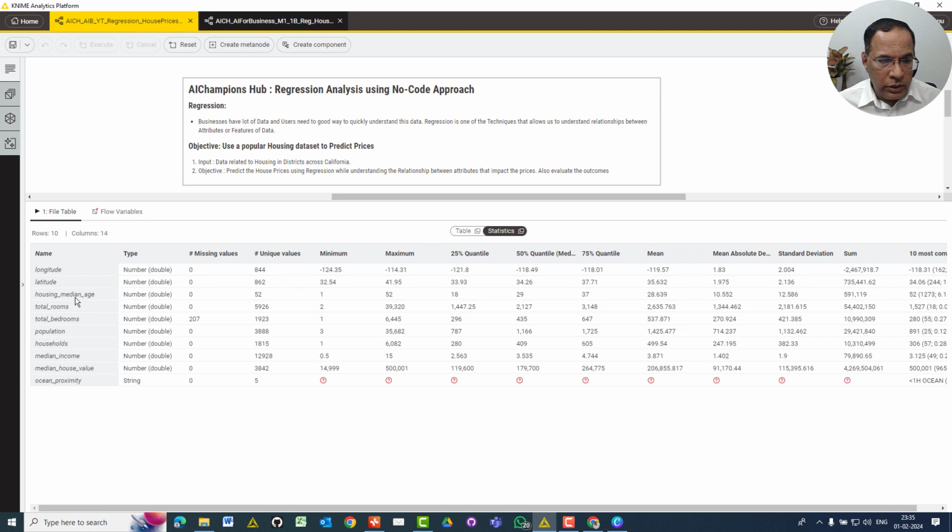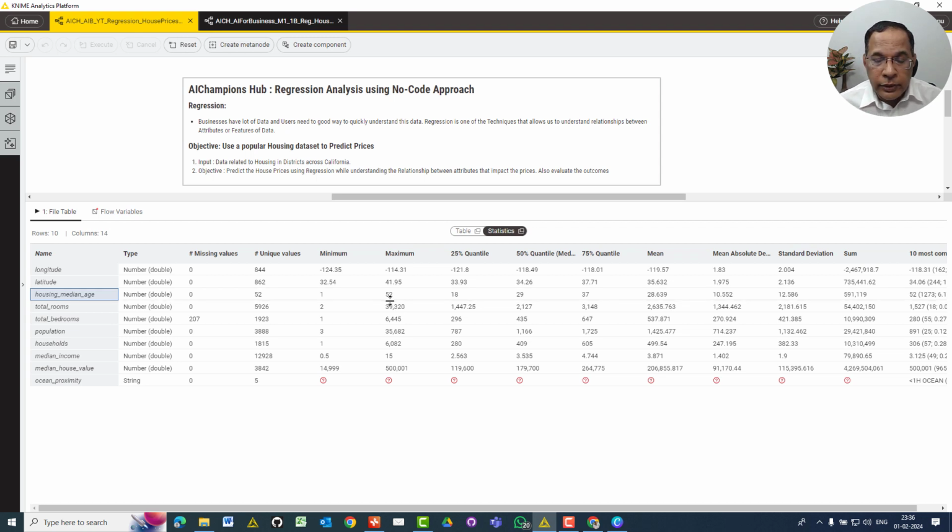Okay, so let's just take one and look at it. Now I'm looking at the median age of housing as one of the parameters, right? There are about 52 unique values, even though we have 20,640 rows. That means the age is typically in increments of 5 years, 6 years, 7 years, whatnot, right? But there are 50 of these. The lowest being 1, that means there are new houses, and 52 is the maximum age. That means there's a house which is 50 years old, right?